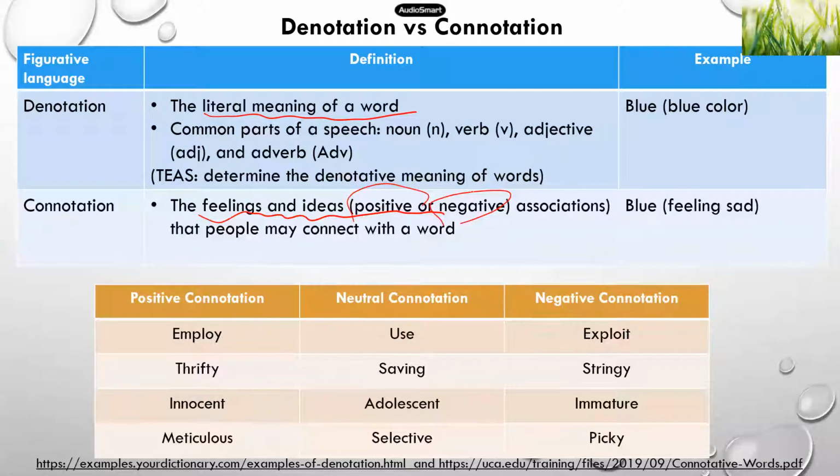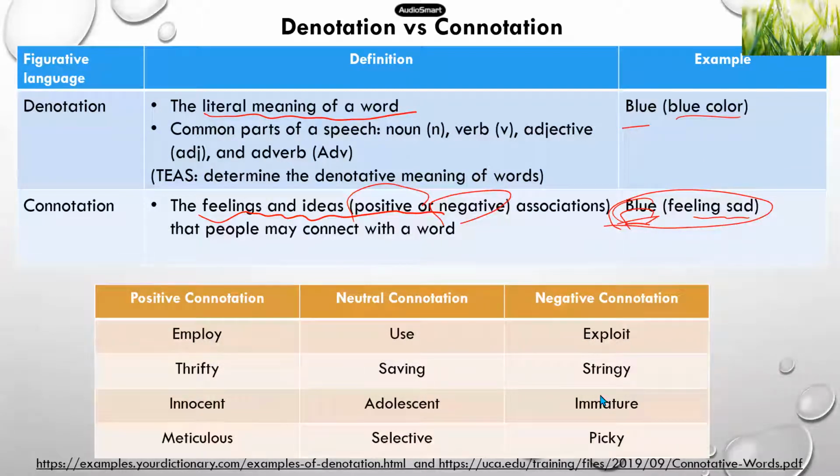Now, I have a very simple example here. The word blue. The denotative meaning of blue would be the blue color. Normally, we use blue to refer to a particular color. But the connotative meaning can be very different. When we say, oh, I feel blue, that means I feel sad, right? So you can see there is a feeling associated with the word. Feeling sad or feeling really down, that's the connotative meaning for the word blue. There are some more examples.